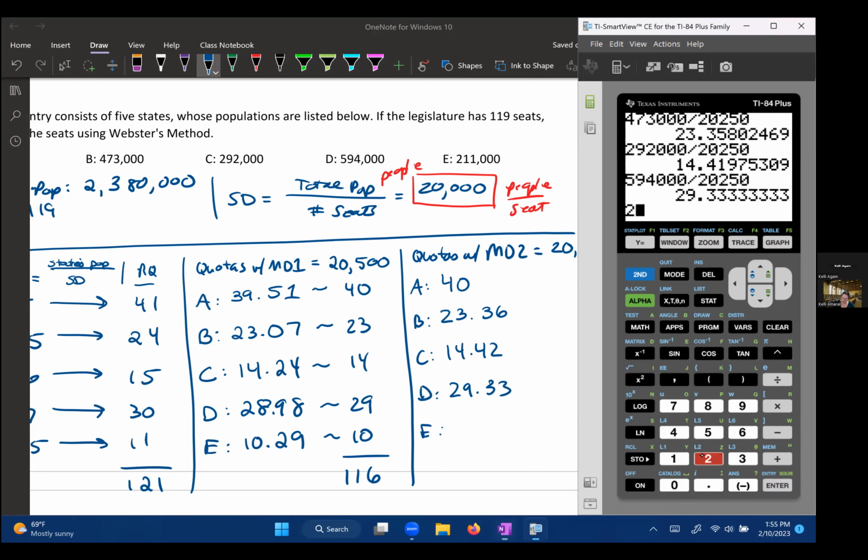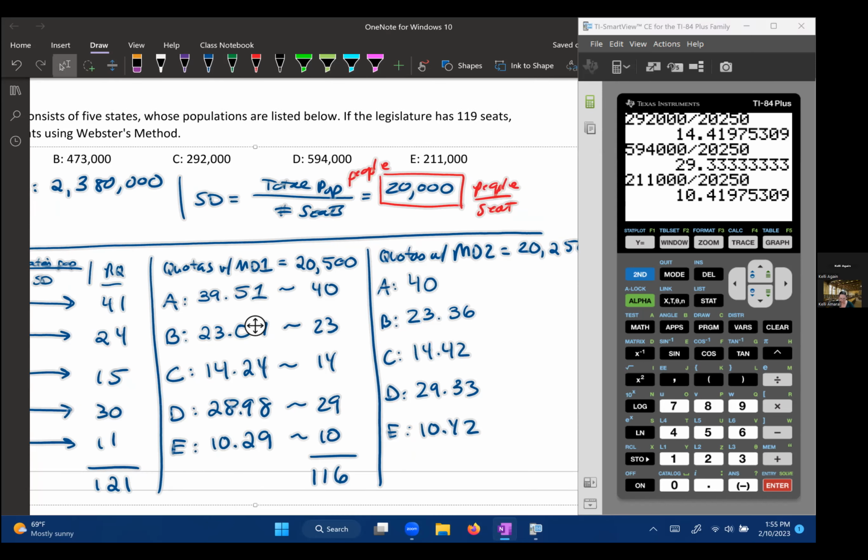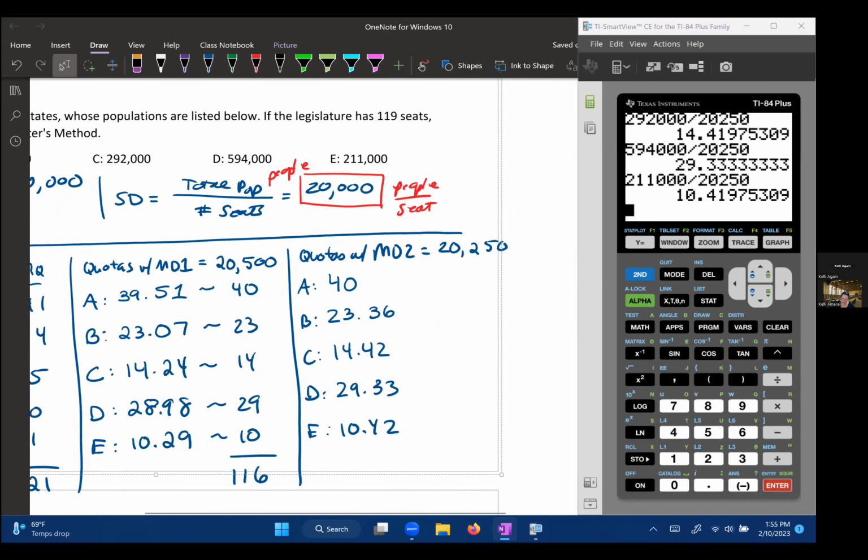Okay. 211,000 divided by 20,250 is 10.42. Whoa. All right, so now we're going to round these. 40 stays 40. 23.36 rounds down to 23 because of the 3. That's 14, that's 29, and that's 10.